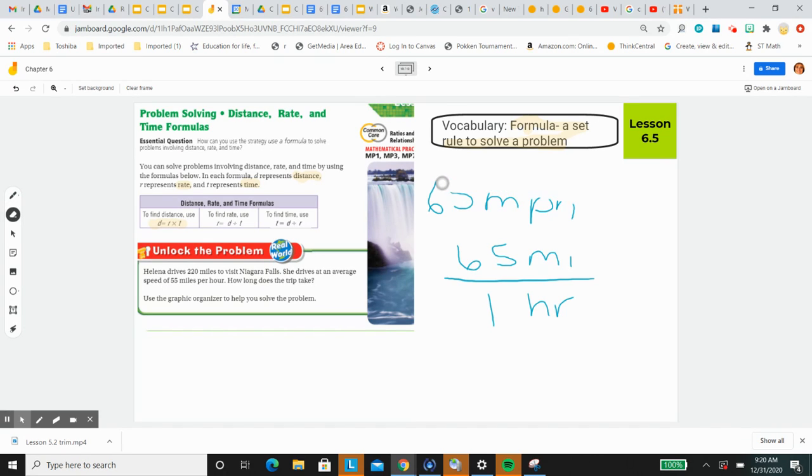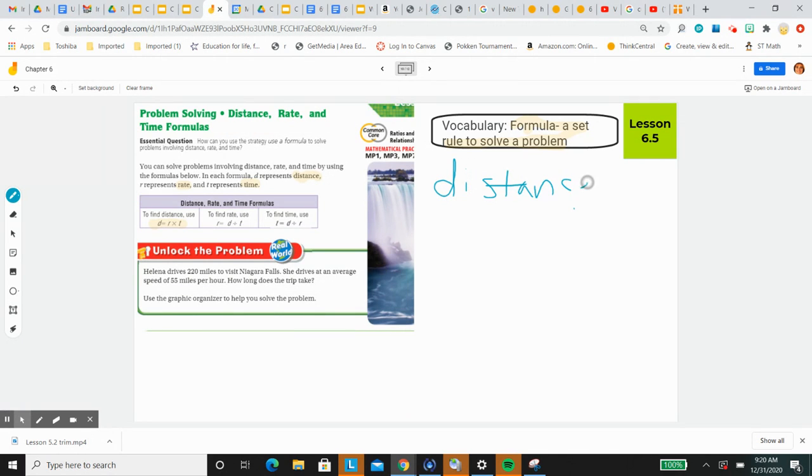So before we can even begin to understand how to work the problem that I have here, we need to understand that we have 3 different items that we're going to work with. We're either going to be finding distance, we're going to be finding our rate, which is how fast we go, or we're going to be finding the time it takes us to get there. Distance, rate, or time. There's your D, your R, and your T.